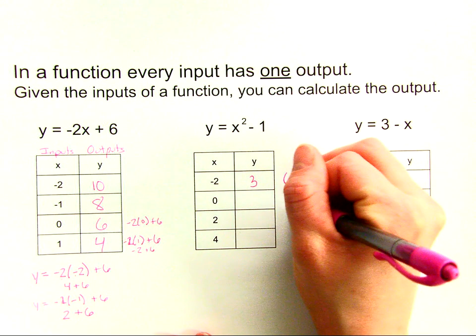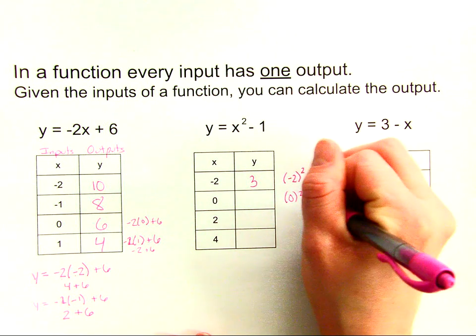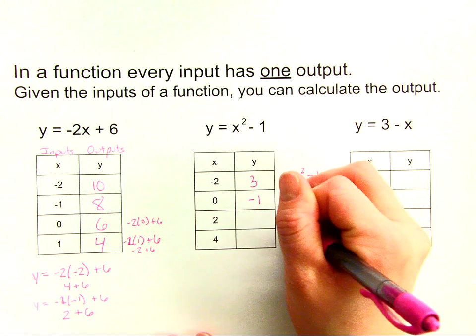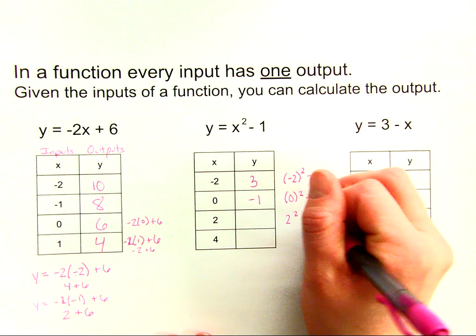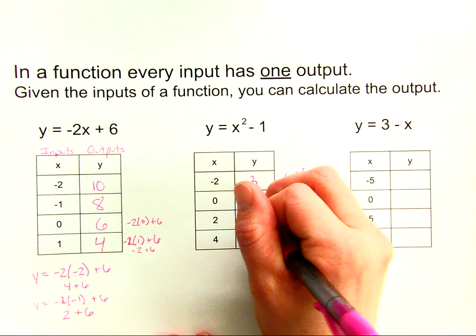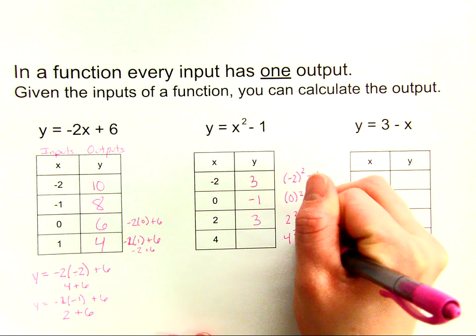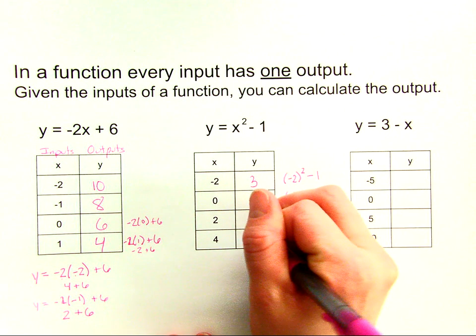And then I plug 0 in. 0 squared is just 0. Subtract 1 gives us -1. 2 squared is 4. Subtract 1 gives me 3. 4 squared is 16. Subtract 1 gives me 15.